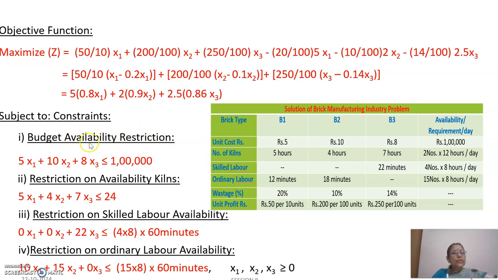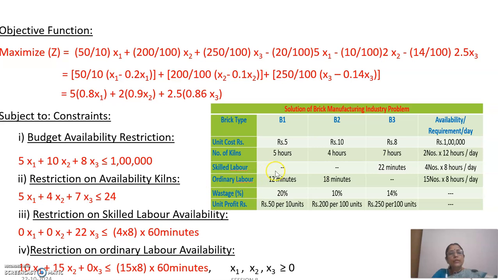And then we have the first constraint, which is the budget limitation constraint. With respect to budget, it is 5x1 plus 10x2 plus 8x3 less than or equal to 1 lakh, because the available budget on hand is 1 lakh. So that is shown in this first constraint. The second constraint is with respect to availability of kilns. We can see that it is 5 into x1 plus 4 into x2 plus 7 into x3 less than or equal to 24 hours per day. So that is what is shown here.